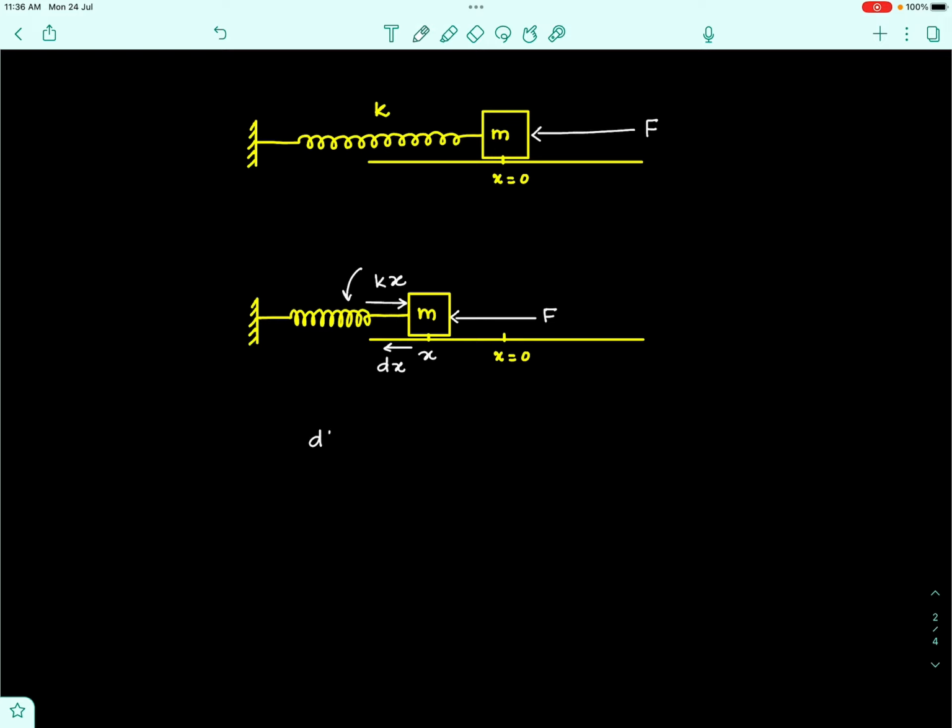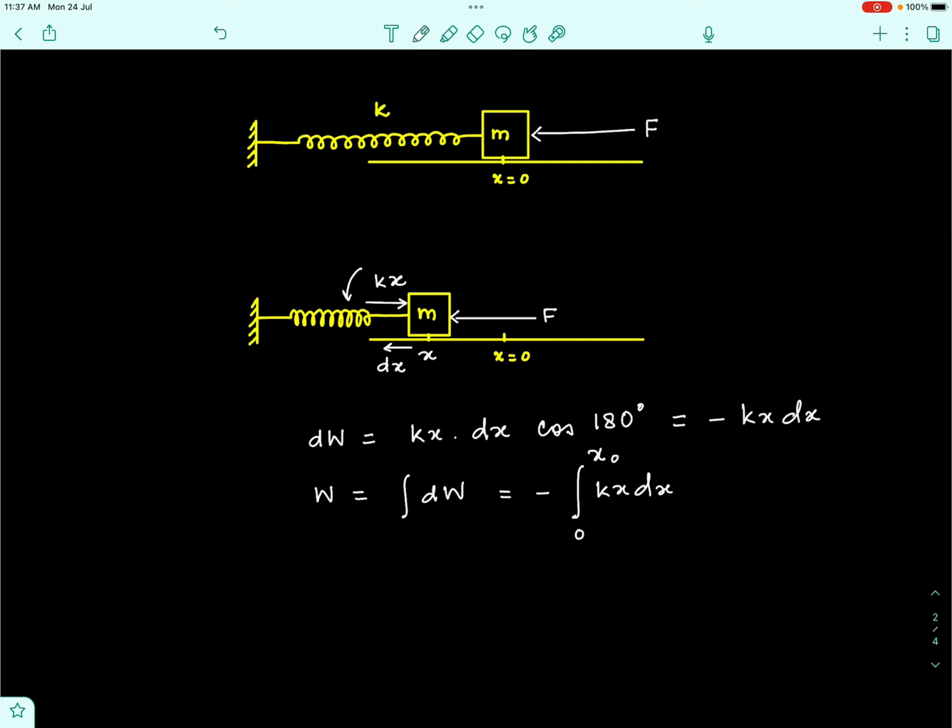can we say that the small work done by the spring dW will be the spring force kx into the small displacement dx into, once again, cos of the angle between the force and the displacement, which is 180? The spring force is towards right, whereas the displacement of the block is towards left, right? So once again we get minus kx dx as the factor which is to be integrated now to get the total work done, which will be nothing but integral of dW.